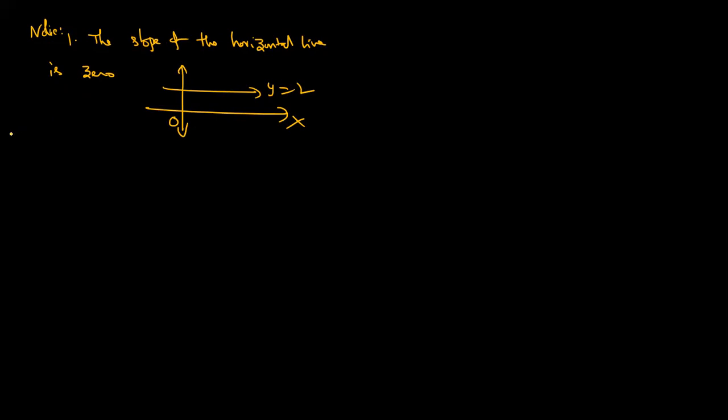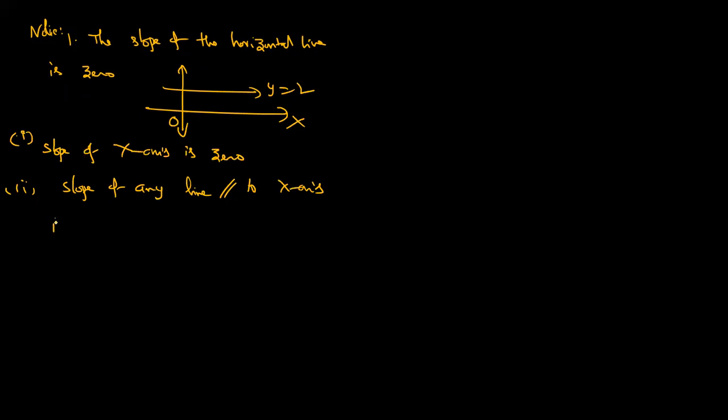That means case 1, sub-note. What is the note? Point number 2: slope of the x-axis. Simply you can say that the slope of the x-axis is what? It is 0. That means the slope of any line parallel to the x-axis is also 0.